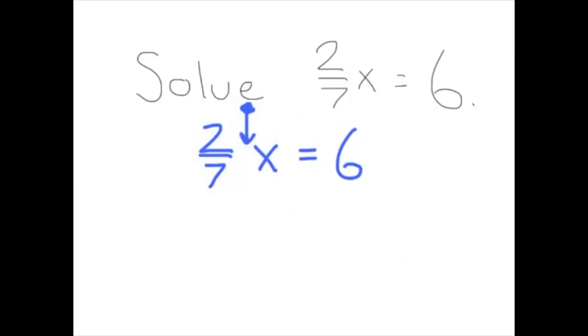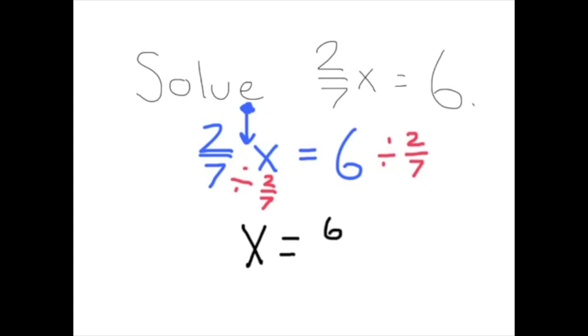Do the opposite. Right, we need to divide 2/7 by 2/7, and to be fair, we need to do that to the other side. So 6 divided by 2/7. A number divided by itself is always one whole. So all we have left on the left-hand side is x equals 6 divided by 2/7.